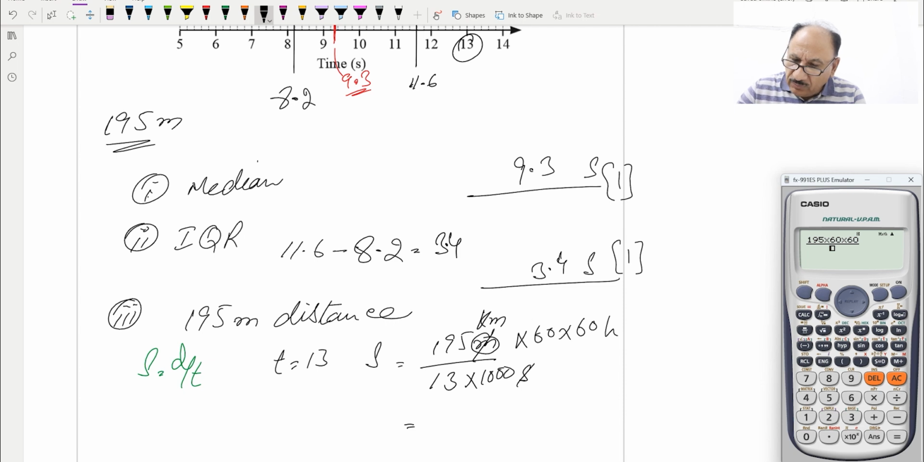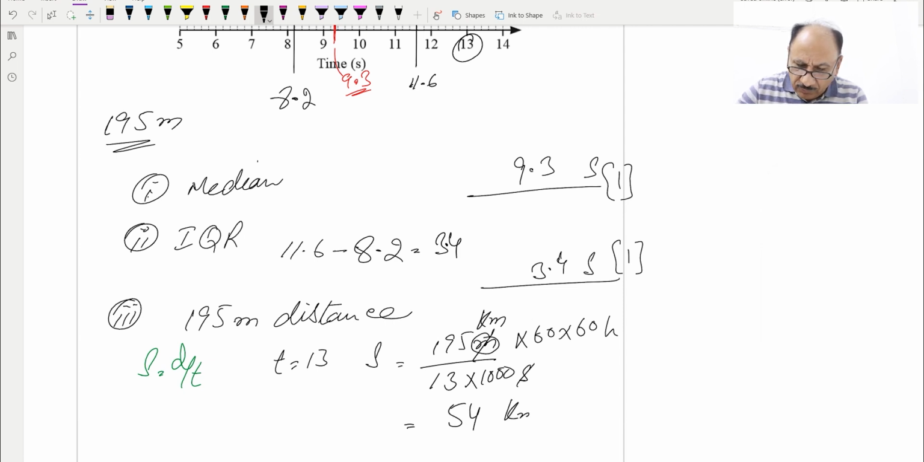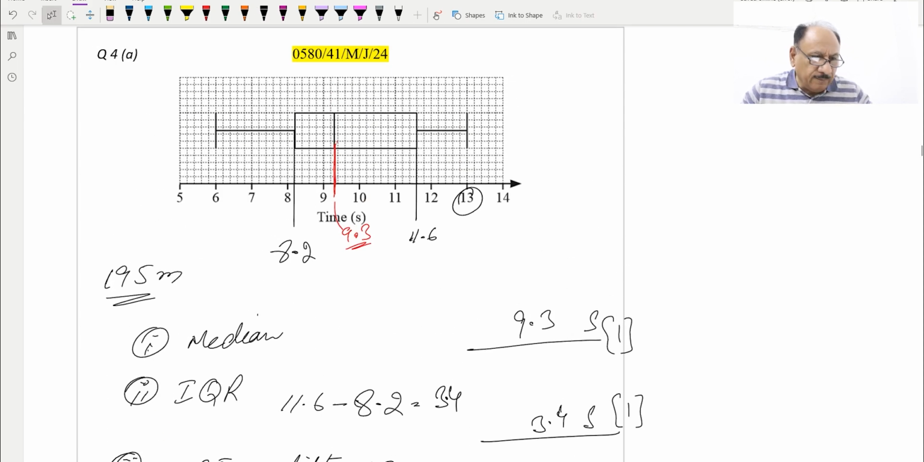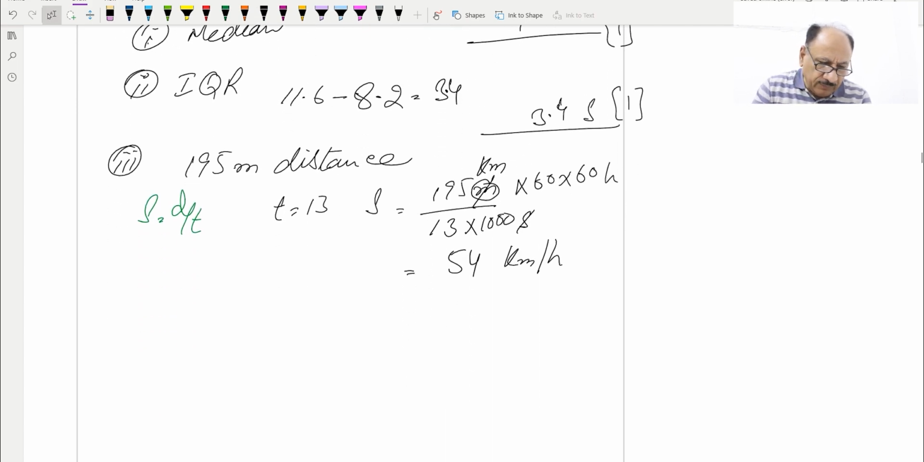So this one is divided by 13 and 1000, and this is equal to 54. So this will be 54 kilometers per hour, for the highest time which it is taking. Then the fastest one is taking 6 seconds. So similarly, now we will take the time as 6 seconds. So speed will be equal to distance, which remains the same, 195 meters, and time will be 6 seconds.